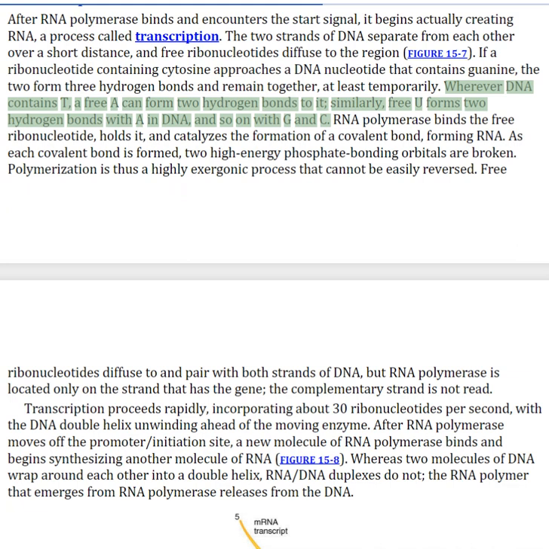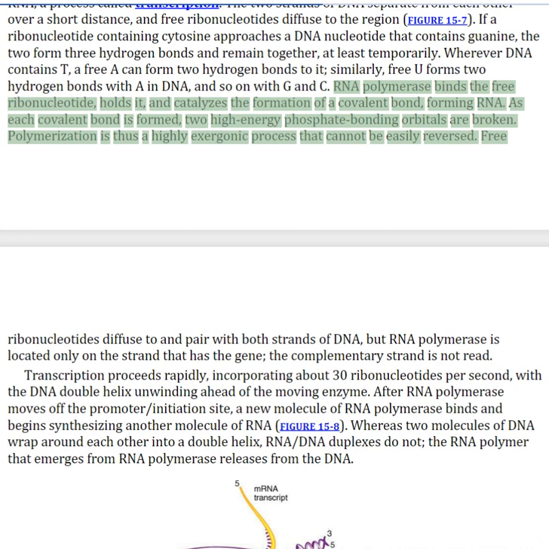Wherever DNA contains T, a free A can form 2 hydrogen bonds to it. Similarly, free U forms 2 hydrogen bonds with A in DNA, and so on with G and C. RNA polymerase binds the free ribonucleotide, holds it, and catalyzes the formation of a covalent bond, forming RNA. As each covalent bond is formed, 2 high-energy phosphate bonding orbitals are broken. Polymerization is thus a highly exergonic process that cannot be easily reversed.